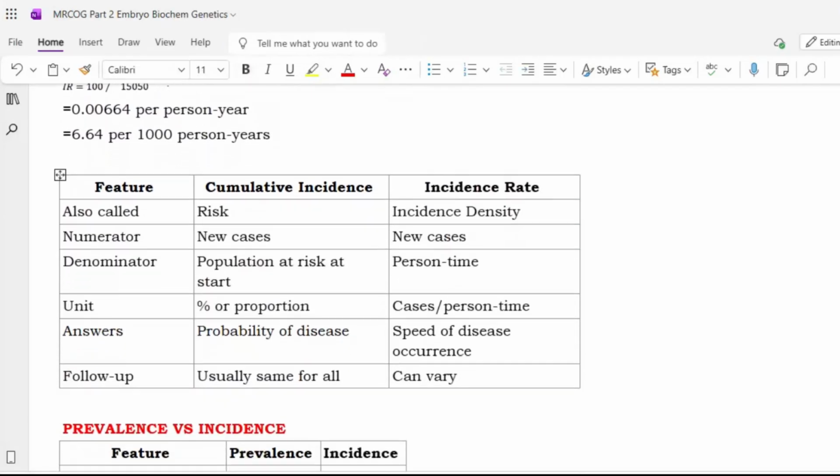There is a difference between the cumulative incidence and the incidence rate. Cumulative incidence is also called risk, while incidence rate is also called incidence density. In both cases the numerator is the same, that is new cases, while the denominator is different. In cumulative incidence, the denominator is the population at risk at the start of the study.